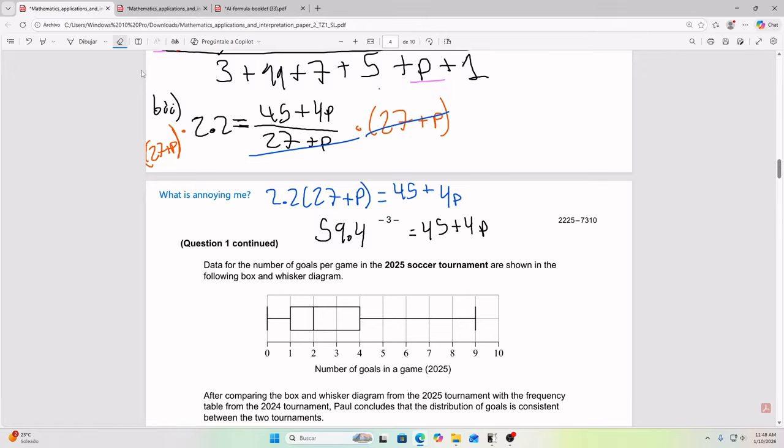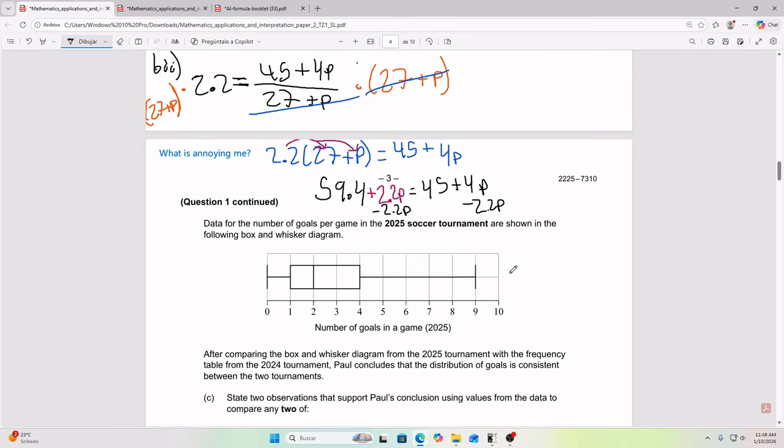And so here, when we distribute it by the 2.2, the 59.4 comes out, but over here, it should have come out as well with plus 2.2p. So, small, but extremely relevant detail. Now we can try to solve. Now we do minus 2.2p to both sides. So that means we end up with 59.4 equaling 45 plus 1.8p.